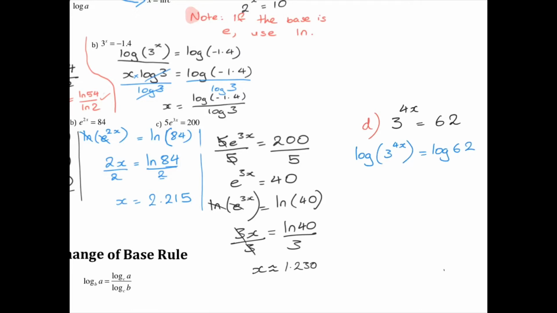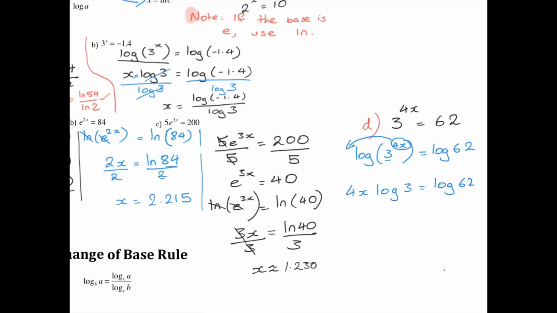So what can we do now? We can bring the 4x to the front because the log and the 3 don't cancel out, because log is base 10 and the base of the exponential is 3, so they don't cancel each other out because they don't match. But I can bring the 4x to the front. So it's 4x times log of 3 equals log of 62.